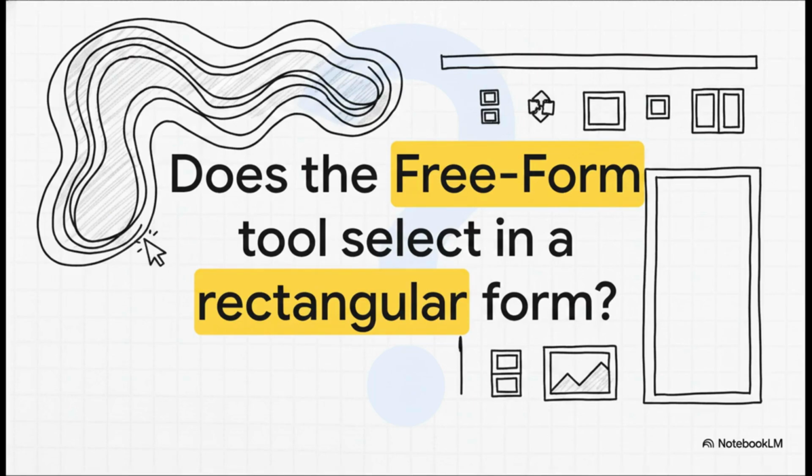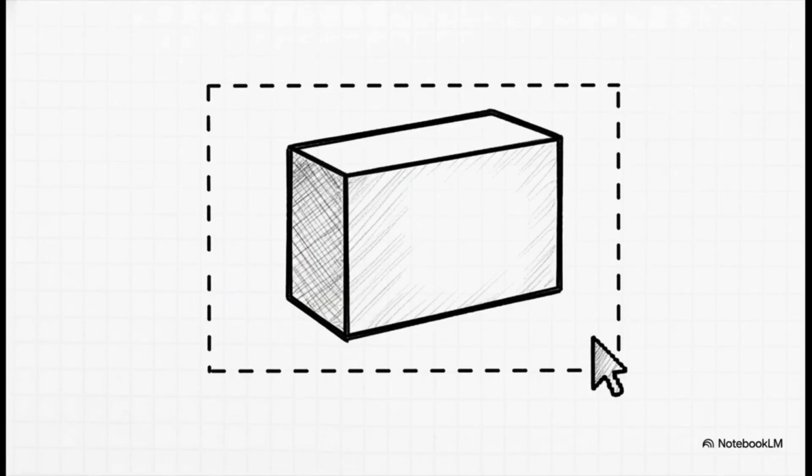True or false? The free-form selection tool is used to select an object in a rectangular form. Take a second to think about what the words free form sound like. That statement is false. Remember, the free-form tool is specifically for tracing around irregular, unique shapes, like that star from earlier. If you want to grab something in a rigid rectangular box, you would use the rectangular selection tool. The clue really is right there in the name.